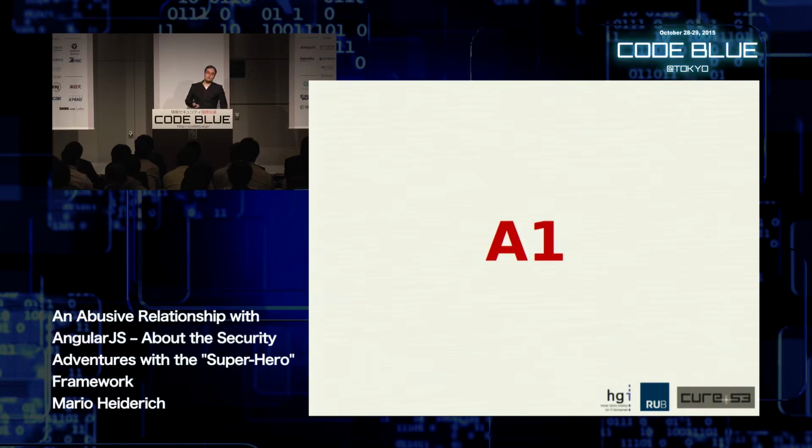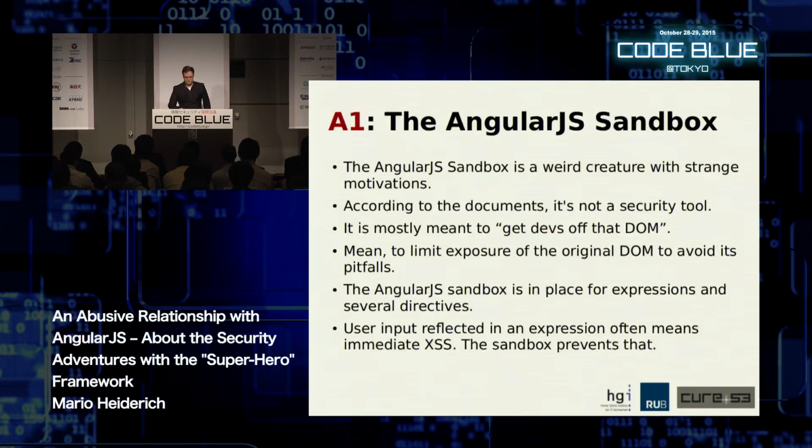Let's talk about A1, the sandbox. The AngularJS sandbox is a mechanism that allows us to safely use expressions on your website that follow a certain kind of microsyntax and allow a developer to express certain things in a template: simple logic, simple variable assignments and calls. Now the question is, is this safe? And how do these expressions look? And what happens if an attacker can actually inject into one of these expressions?